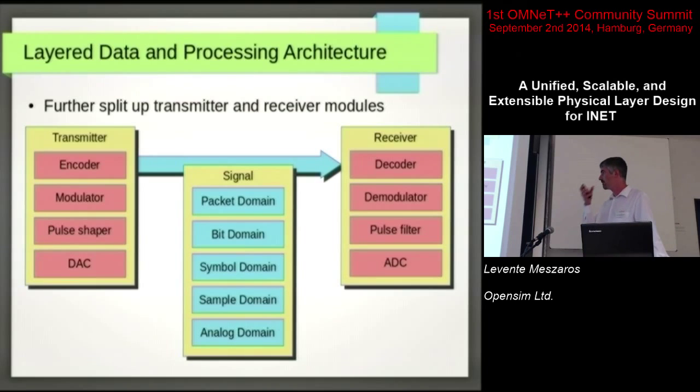The transmitter and the receiver is optional. It can be further split up. It's the well-known layers: the packet domain, the bit domain, symbol domain, sample domain, analog domain. If you look at the old INET model, basically it only contained the analog domain representation of the signal, and from the bit domain it contained the bit lengths, and that's all practically. So we are also planning to have this layered architecture, but this is optional.